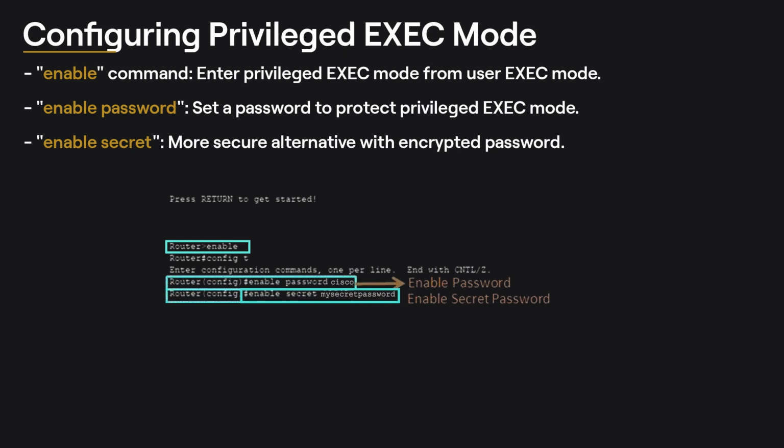Cool, right? To set the Enable Secret password, you enter the command Enable Secret, followed by your desired password. For example, enable secret my secret password. Remember to choose a strong and unique password to protect your network.